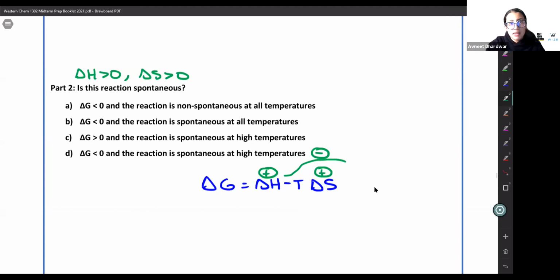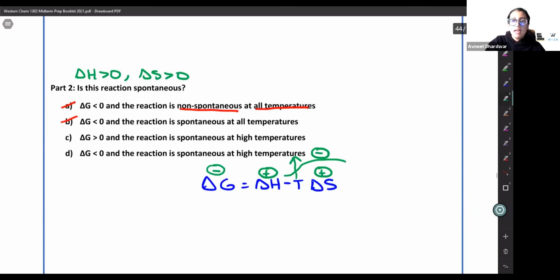So if I want that right side of the equation to be very big, the way that I'm going to get that is by increasing the temperature. So now that right side of the equation gets to be a very large negative, and overall delta G will be a negative. So I think that it's going to be spontaneous only at high temperatures. So I know I can eliminate A and B, because A says that it's non-spontaneous, and it's not non-spontaneous at all temperatures. We just figured out that it can be spontaneous, so delta G can be negative when the temperature is high.